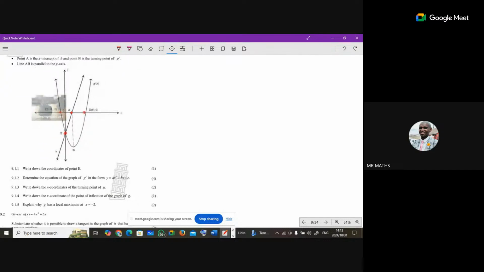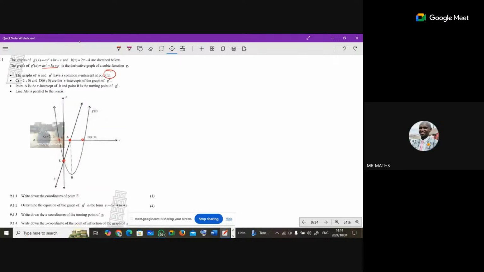The first question is to write down the coordinates of point E. What are the coordinates of point E? 0 and negative 4. Because it is the y-intercept, so you know at the y-intercept x is 0. And here we have h of x. h of x is a straight line.